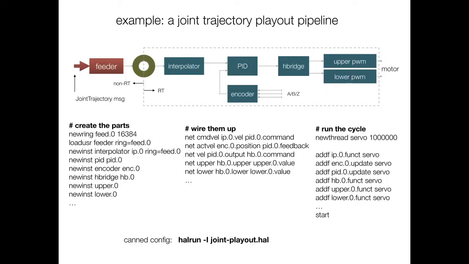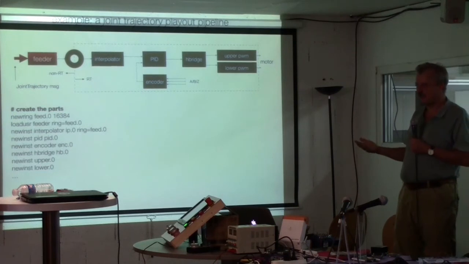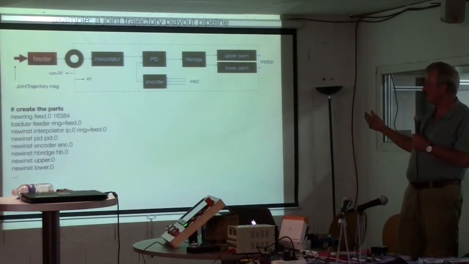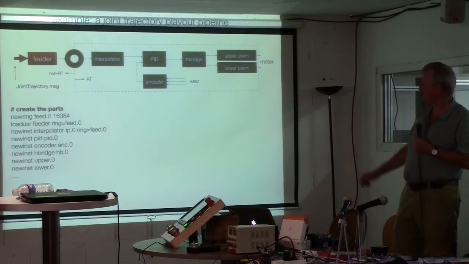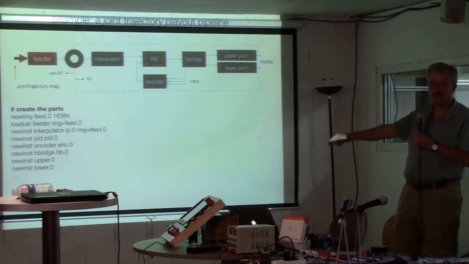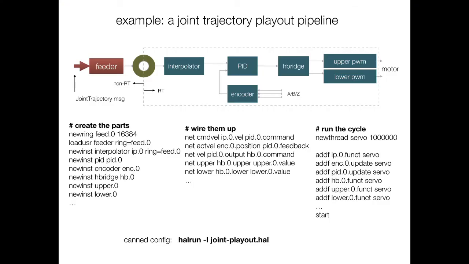The next step is we instantiate, pretty much like you do in Python or C++, an object of a type. The type is interpolator, and the instance is called ip.0 in that case. And in this case, we also tell it, please listen on command messages from this ring buffer. Okay, so that's the third line, connecting the ring buffer and the interpolator. And then we go on and create all the remaining components, the PID controller, the H-bridge, the PWM generators. And now we have these software instances.